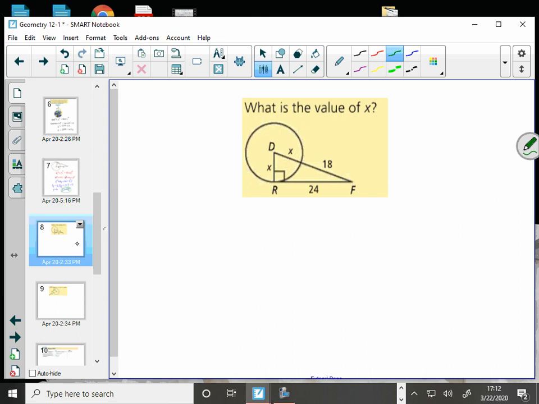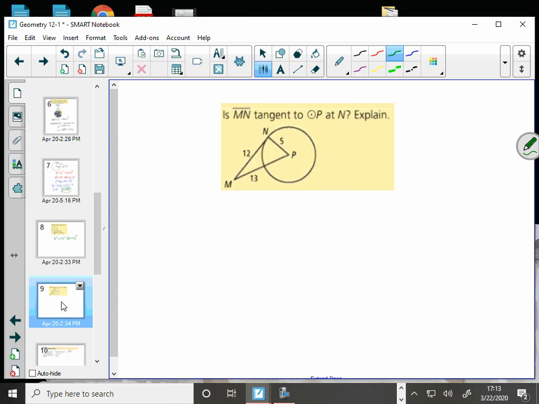On this problem, if RF is tangent, it's a right angle, so x squared plus 24 squared equals x plus 18 squared, and you'd solve for x. I'm not going to work that. We just did an example just like that one. Let's look at this one.